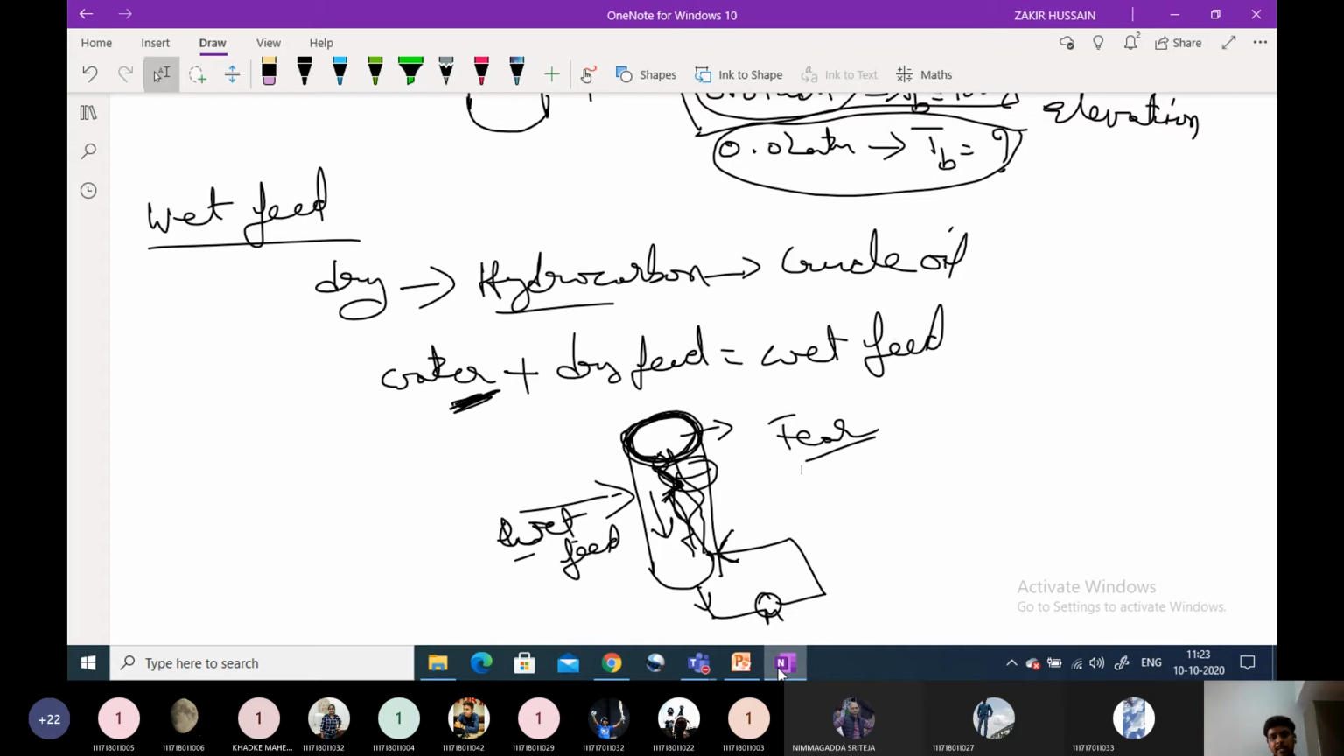McCarthy method: if they are providing us various compositions, XF, XD, XW, everything, when they are not mentioning the reflux ratio, then we have to estimate it using that one single formula. Our required parameters also we have to estimate. That type of problem is no problem. They are not giving that in your old question patterns.